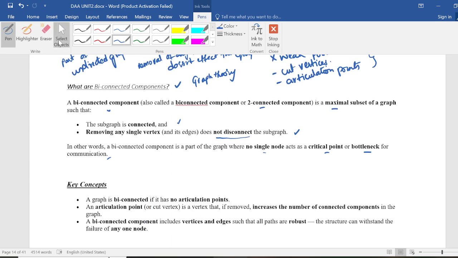Running through key concepts once again: a graph is bi-connected if it has no articulation points or weak points, as already discussed. An articulation point or cut vertex is a vertex that, if removed, increases the number of connected components. We'll look into the example now in the graph. A bi-connected component includes vertices and edges such that all paths are robust or fully connected. The structure can withstand the failure of any one node, and it will not affect the connectivity.